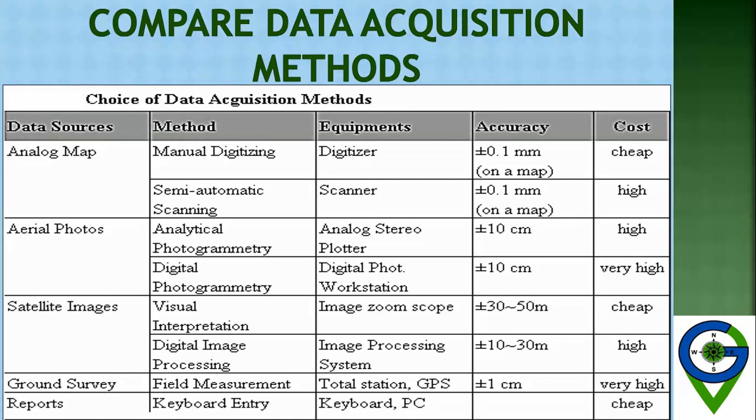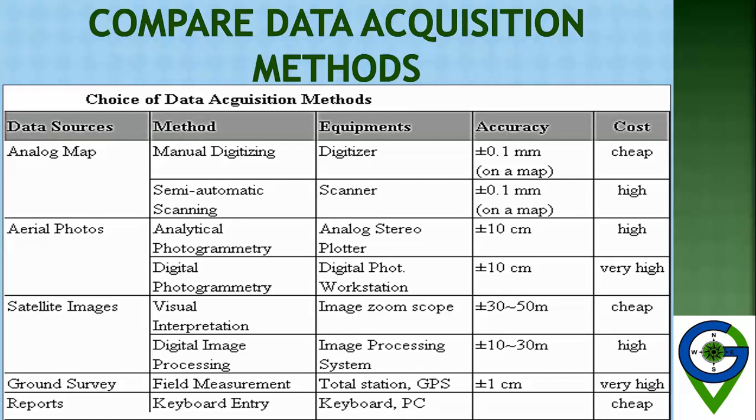Then the digital image processing equipment used are the image processing systems. Accuracy is good in comparison to visual interpretation, that is 10 to 30 meters plus minus, but the cost is high in comparison to visual interpretation.